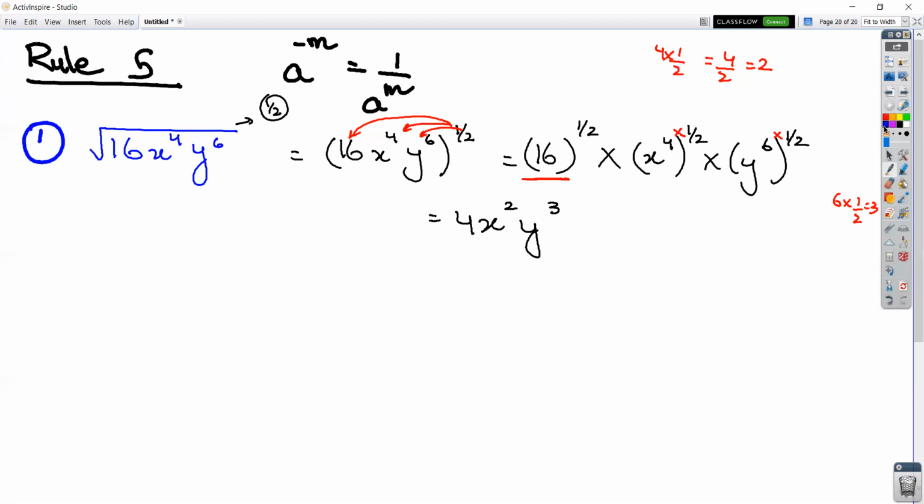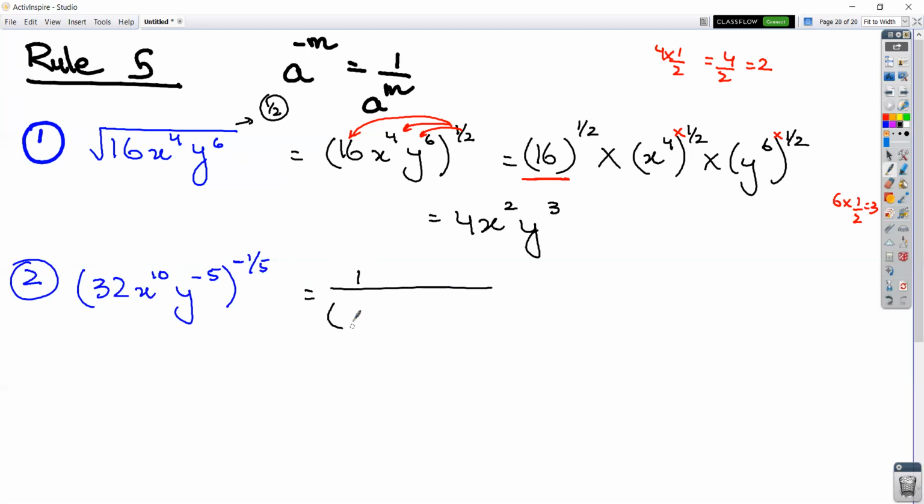Going on to the next one now. We have 32 x power 10, y power minus 5, and the whole thing has a power minus 1 over 5. Now we see that this time we have a power in the negative form. So we'll use rule 5 to change the power into the positive form, which is done by flipping the fraction and writing it in fraction form.